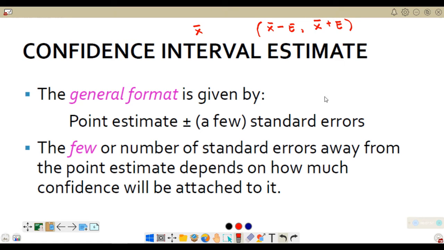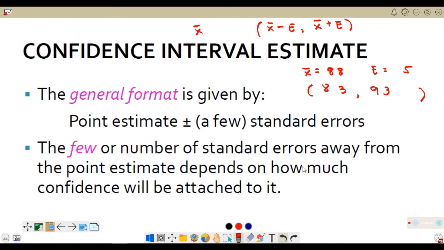For example, you are looking for the average grade in mathematics of senior high school students. And your point estimate was given by the value 88. And then, nag-compute ka ng standard error. From your standard error, you found out that it is 5 points. Then, from your point estimate here, pwede mong isuggest that this confidence interval, 88 minus 5, which is 83, to 88 plus 5, 93.